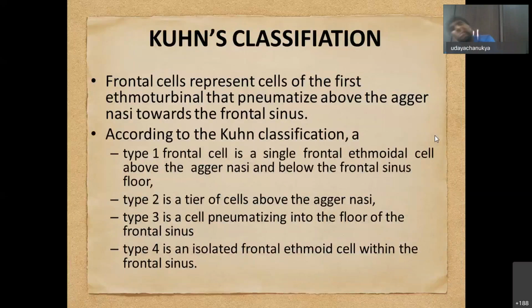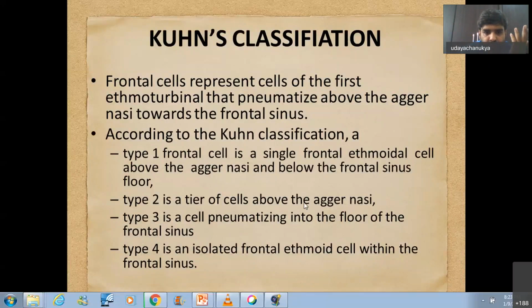Coming to the Kuhn classification. Frontal cells represent the cells of the first ethmoid turbinal that pneumatize above the agger nasi towards the frontal sinus. That means above the agger nasi, which is the anterior border of the frontal recess.